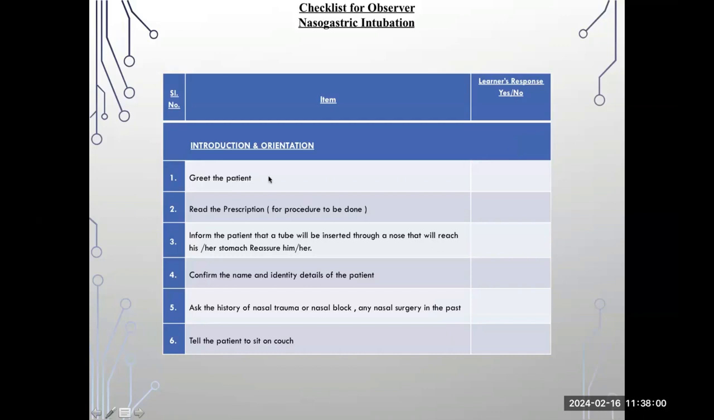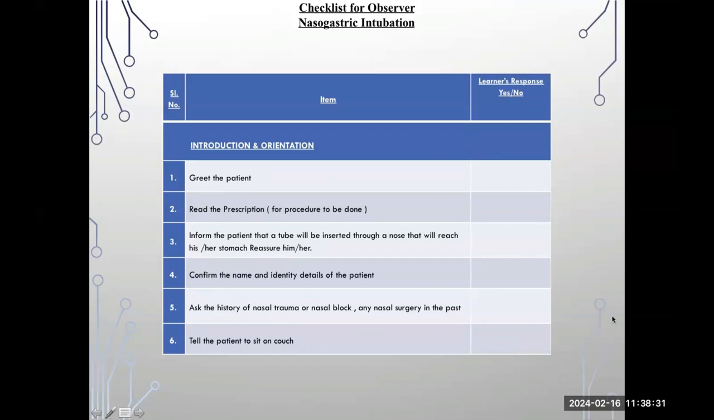But if I give individual marks to all these steps, then it becomes a checklist-based OSCE. For greeting the patient, 1 mark. For reading the prescription of the patient, why this procedure is being done, half a mark. Informing the patient that this tube is being inserted in your nose and will reach the stomach, and reassuring him or her, 1 mark. Confirming the name and identity of the patient, 1 mark. Asking the history of nasal trauma, nasal block, nasal surgery in the past, 1 mark. Telling the patient to sit on the couch, 1 mark.